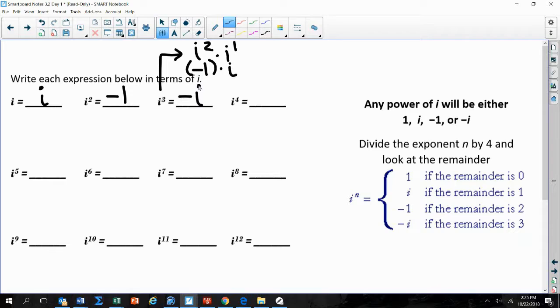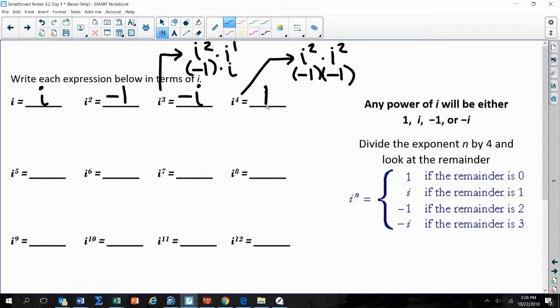And using that same idea, let's do it with i to the 4th. What could I break i to the 4th down into? i squared times i squared. Sure. Which i squared is just -1, right? So -1 times -1. What is the value of i to the 4th?